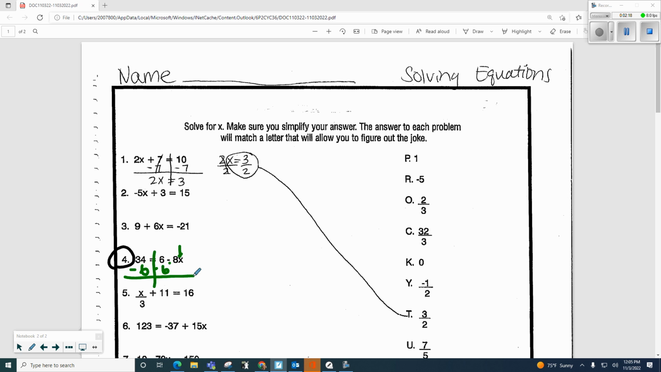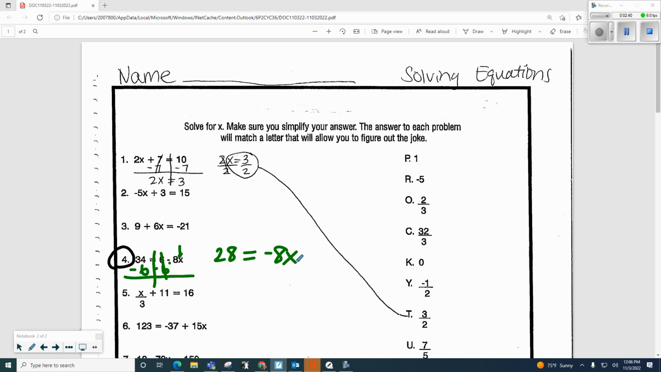Okay, so on this side, 6 minus 6 is 0. I'm just going to cross it out. And then 34 minus 6 is 28. And I have to write it over here because I kind of ran out of room. You can always show your work on a separate paper if you feel like there's not enough room on this worksheet. All right, so 28 equals negative 8x.